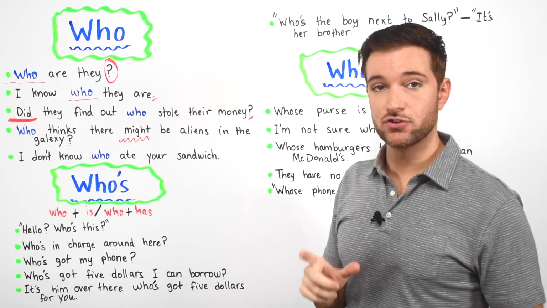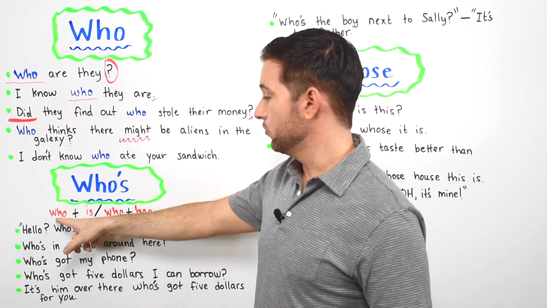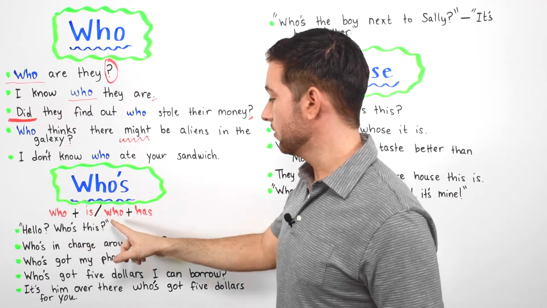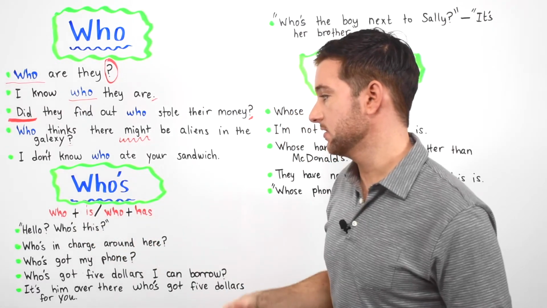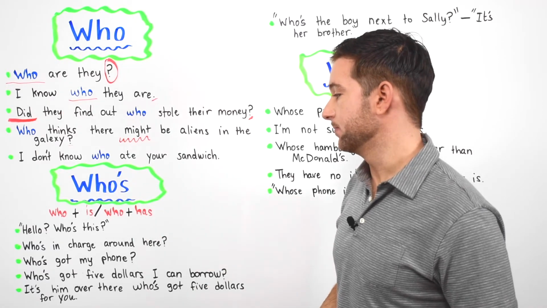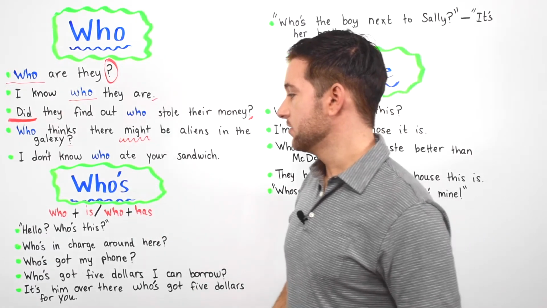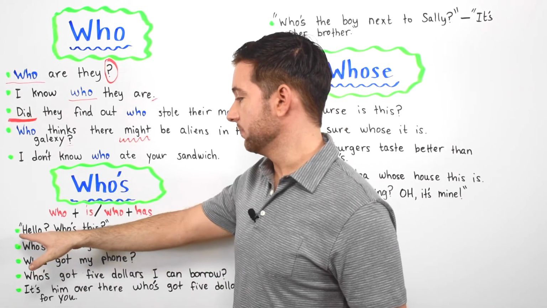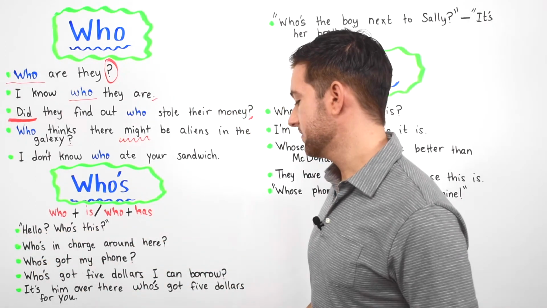Who's is the contraction of who is or who has, okay? So who's means who is or who has. Let's go ahead and look at the first one. It says, hello, who's this?